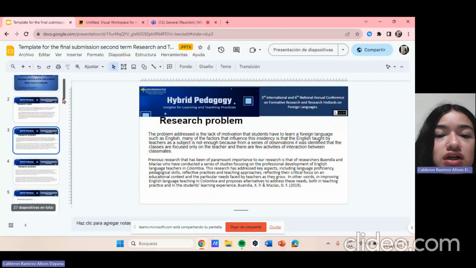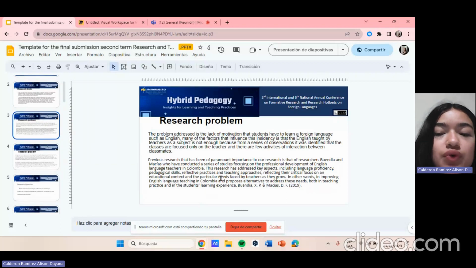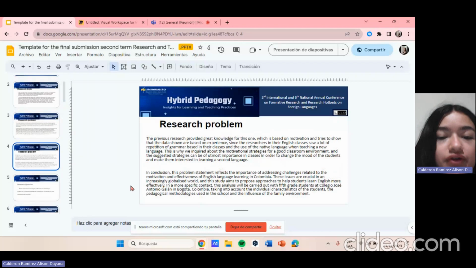Previous research has been of paramount importance to our research, that is the research of Buendia and Macias, who have conducted a series of studies focusing on the professional development of English. So the other part of our research problem, the previous research provides great knowledge for this one, which is based on motivation and strategies to show that the data shown are based on experience, since the researchers in their English class saw a lot of repetition, grammar base, is only focused on the teacher, also in their classes and the use of native language when teaching a new language.